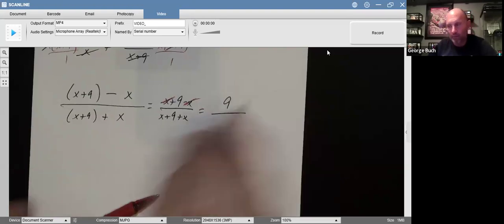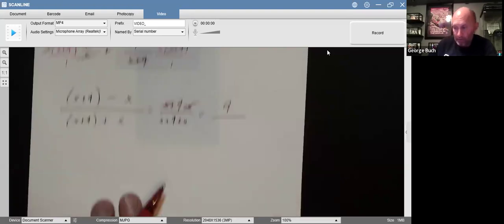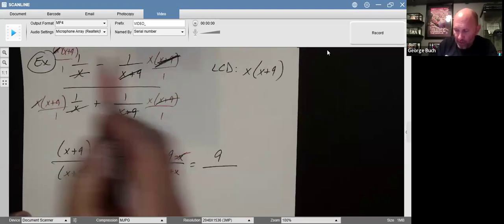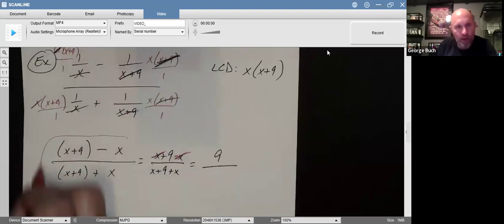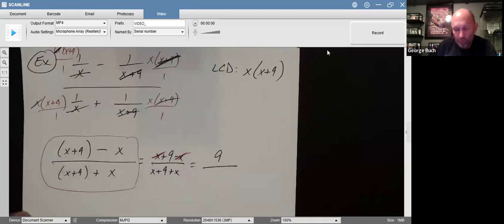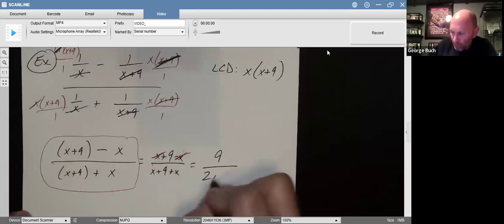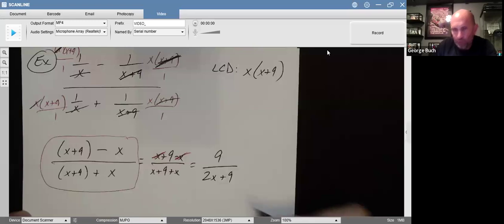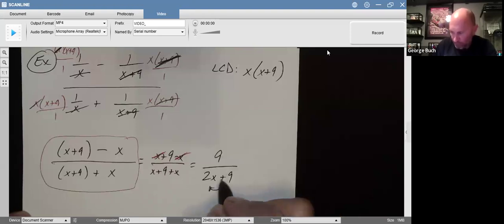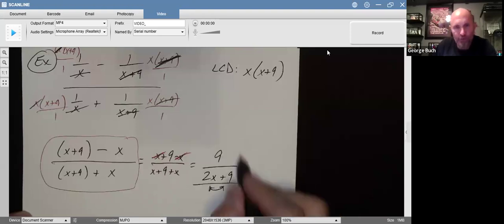Oh, and let me back up a little bit. Once I did this multiplication by the LCD, I have what? I have no more compound fraction. There's no more fractions left there. That's how I know I did it right. And then in the bottom, x plus x is 2x plus 9. Can I cancel the 9's? No, I may not. This 9 is connected to this 2x because of the plus sign. That is your final answer.